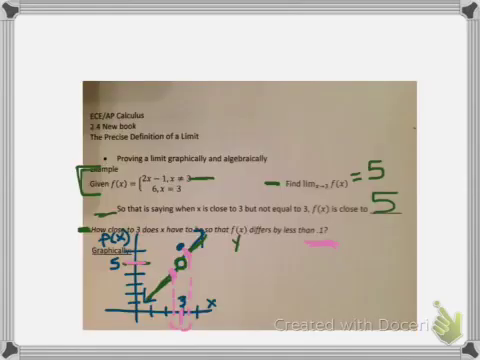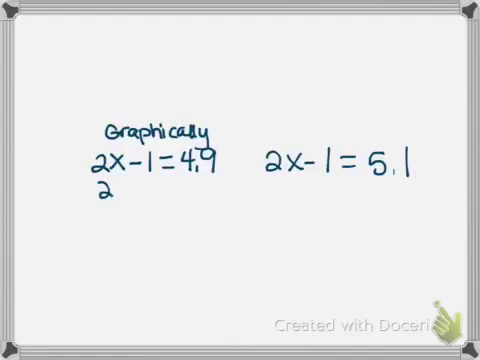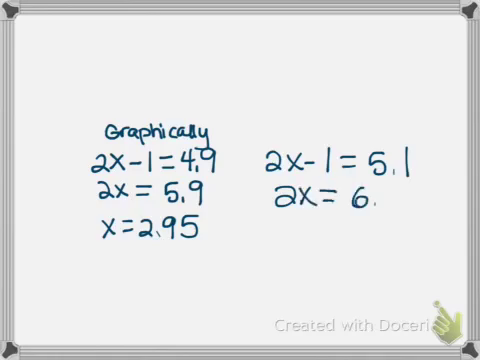So what would you actually do to find those values? Well, what we just said: I want to know when the y value would be 4.9 and when the y value would be 5.1. So I would set 2x minus 1 equal to 4.9, and I would set 2x minus 1 equal to 5.1. I'd be finding these two x values by setting them equal to the y values. If I solve both of these, add 1, I get 5.9, divide by 2, I get 2.95. Over here, do the same thing, add 1, I get 6.1, divide, and I get 3.05.